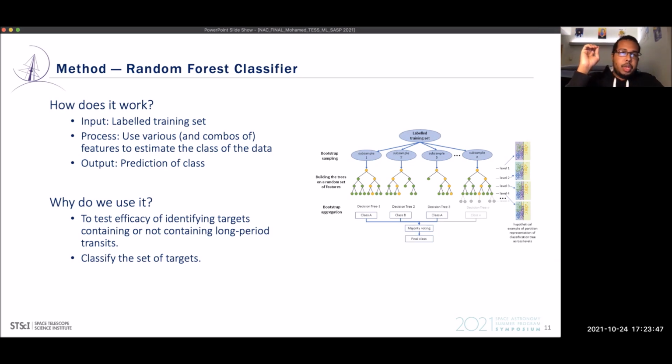And so we have this labeled input data from the TOI data set. We estimate how we can classify it. And then we can estimate, given other data, let's say other light curves, do we believe this light curve has a long period or just an exoplanet in it? And so that's one thing that we did.